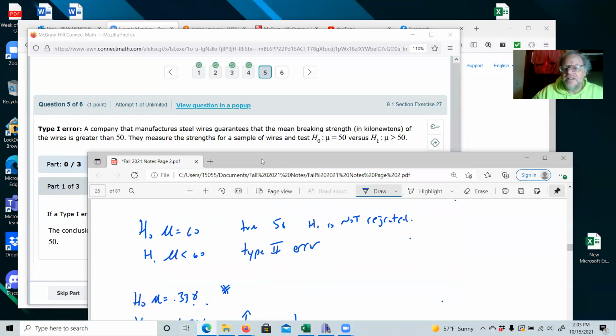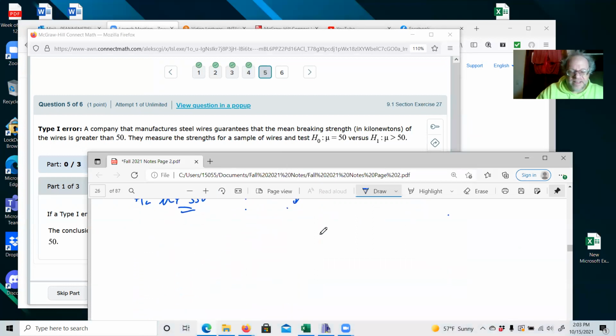I don't know. So we're going to say that H0, okay, mu is equal to 50, and H1, mu is going to be greater than 50. Okay, this is our hypothesis statement. Okay, I don't know what the alpha is. They didn't tell me, and they're going to tell me the conclusion, so it's not going to matter. Okay, so we're going to say that, hey, they said it was 50 kilonewtons.